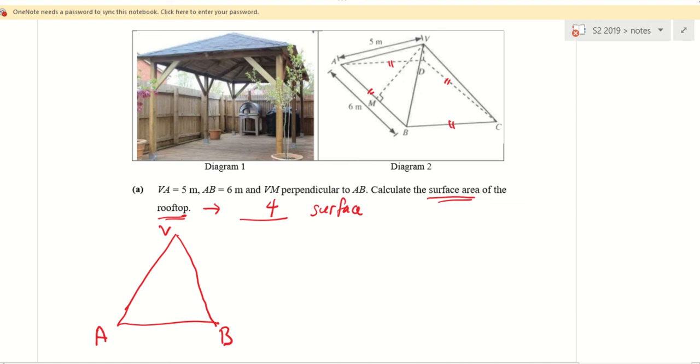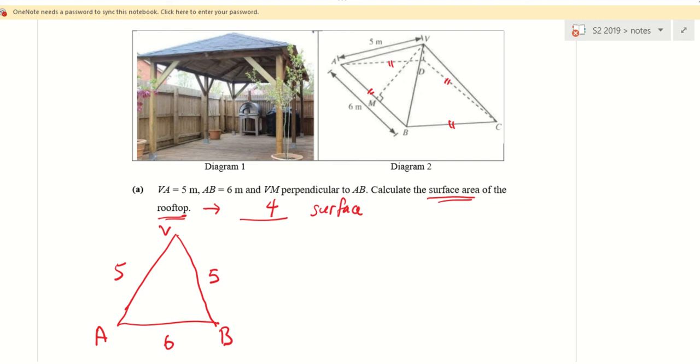Do you know the 6? The 6 is the bottom. Do you know the 5? 5 is the side. How about the other side? Also 5. Can follow? Now what kind of triangle is this? Isosceles. Now isosceles, there's a secret property. So what is the secret property?